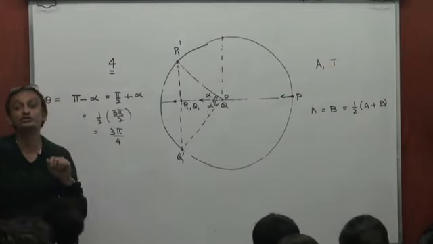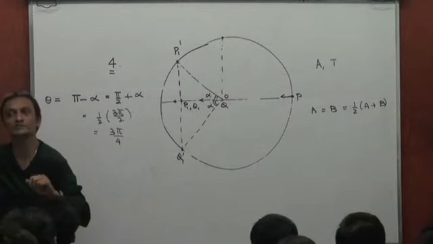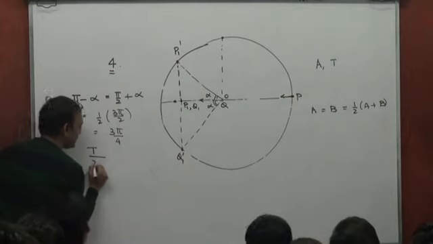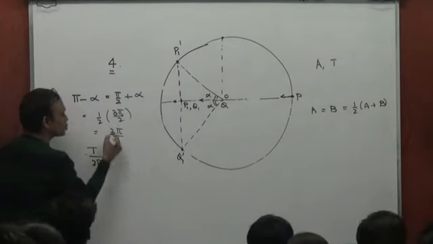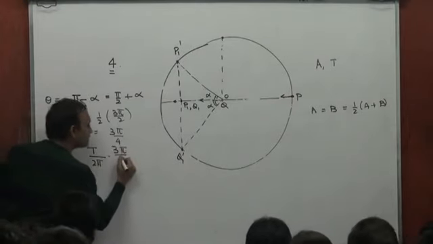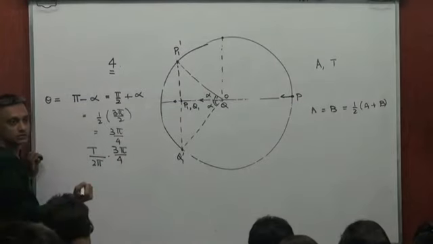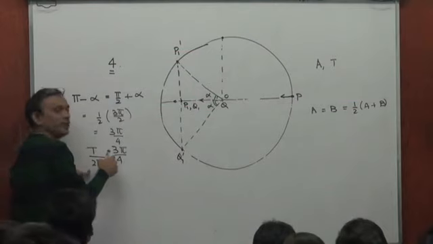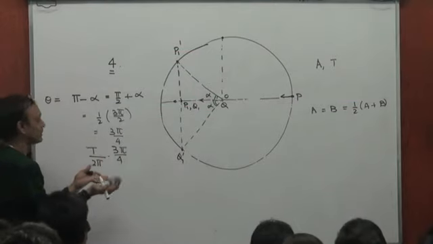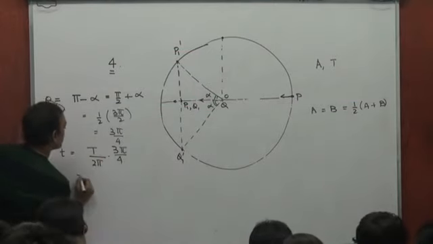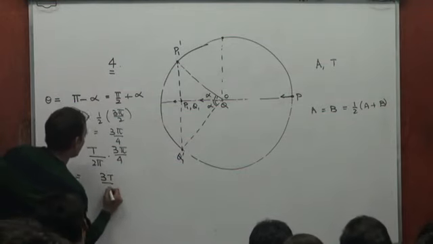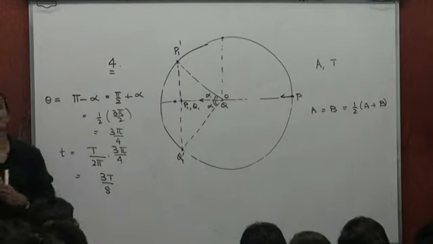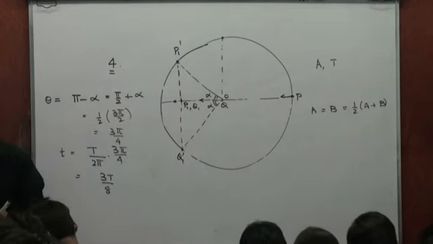And the time taken to describe 2 pi is T seconds. So to describe 3 pi by 4, it takes this many seconds. Yes or no? Time per unit radian times radians will give you the time, which is 3T by 8 seconds. This is the shortest time in which they would bump into each other. Got me?